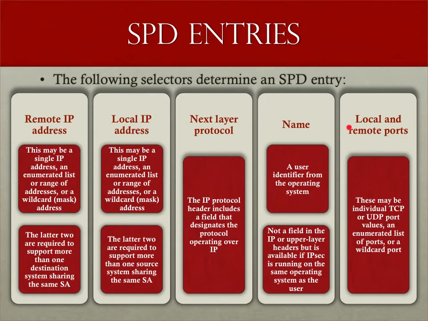Or local and remote ports. Ports identify a specific application endpoint. As we said in Network 1, if you open multiple tabs in the browser, each one will have a separate port, although all of them use HTTP. Each one will have a unique port. So I can specify a rule based on a certain application endpoint.